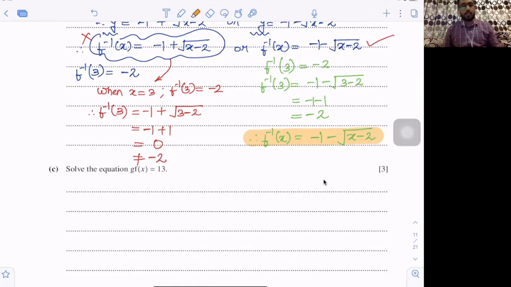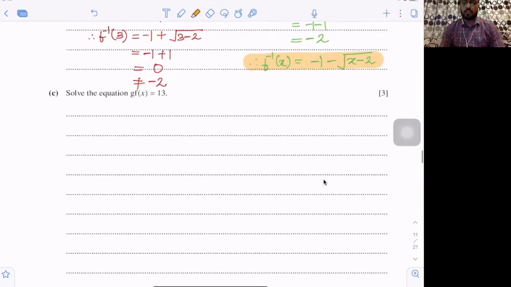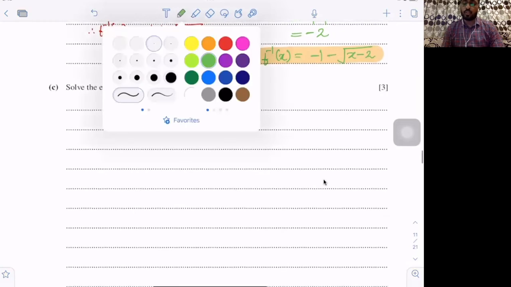Okay, you want to eliminate the wrong answer. So f inverse of x is -1 minus root of x minus 2. So that's the B part of the question. Now let's move on to the C part.